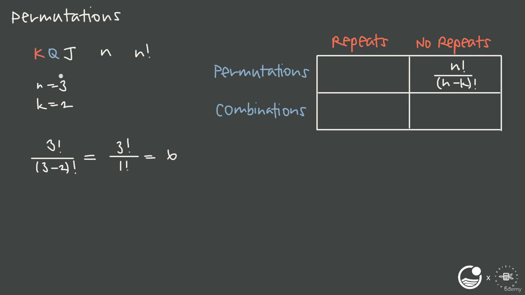Now what happens if we start with this same set of 3, king, queen, and jack, but we only want to choose one of the cards? In that case, n equals 3 and k equals 1, and so we would end up with 3 factorial divided by quantity 3 minus 1 factorial, or 3 factorial over 2 factorial, in which case we get 6 divided by 2, or 3.